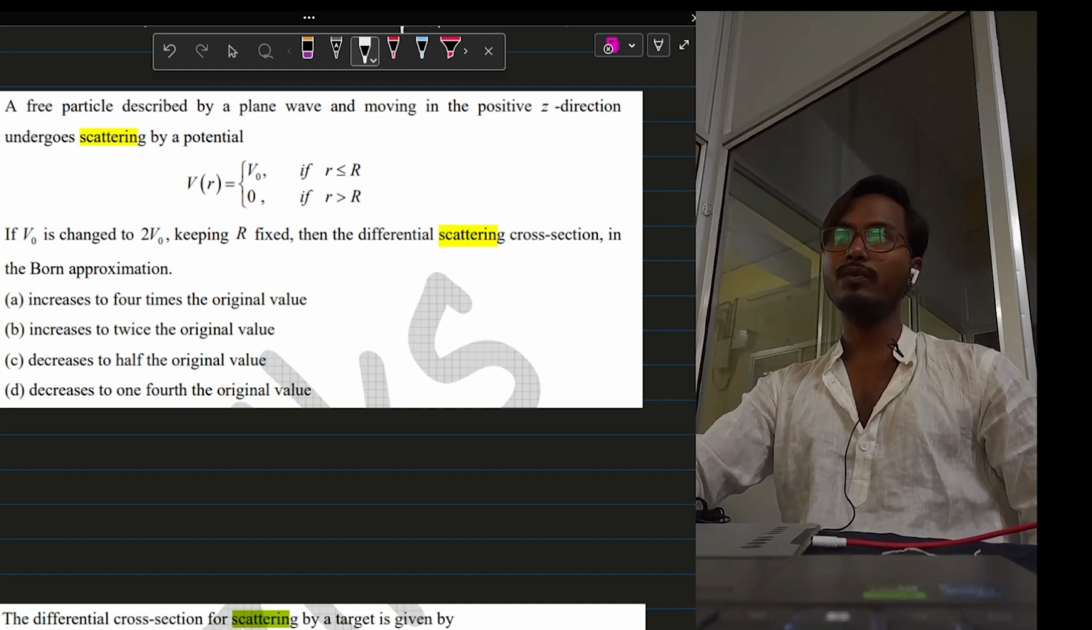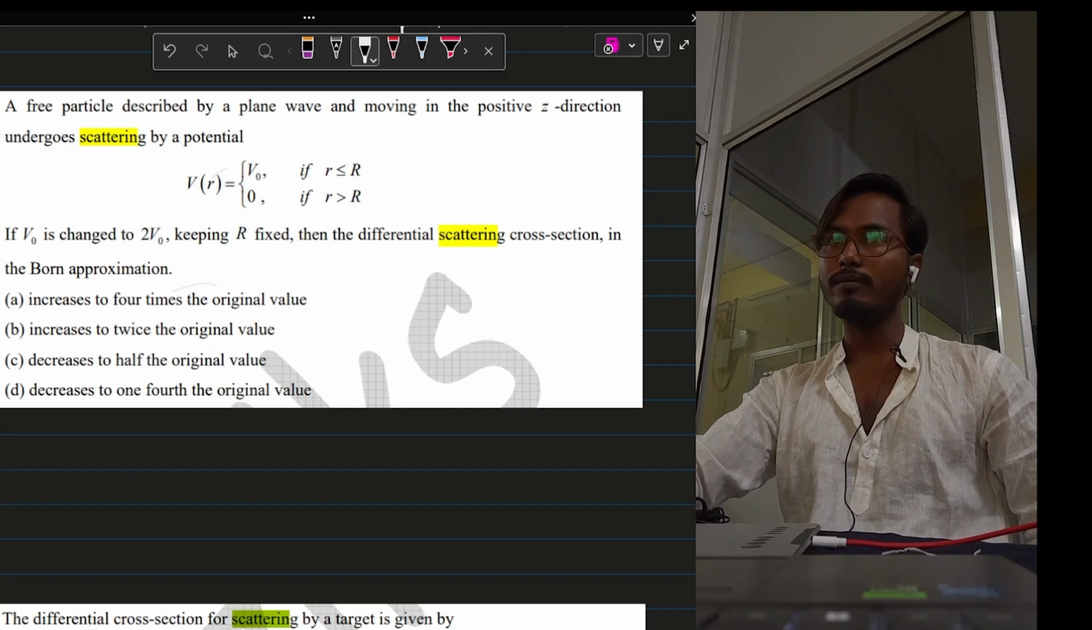The problem says a free particle described by. Where is my name? Where is my name? Where is my name?